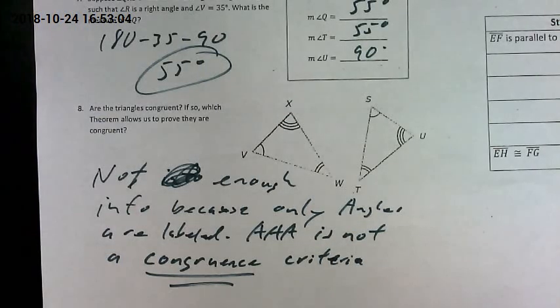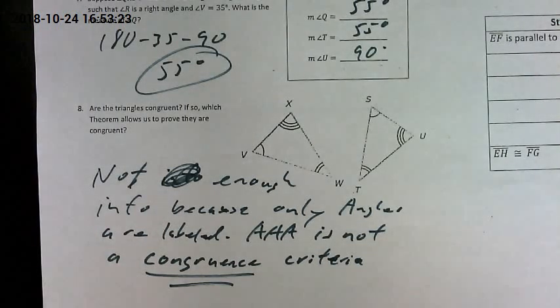Why can't it be AAA, though? You said earlier something about AAA. AAA doesn't always work. We would have to have a side, because you can have two triangles with all the same angle measures, but be two completely different sizes.